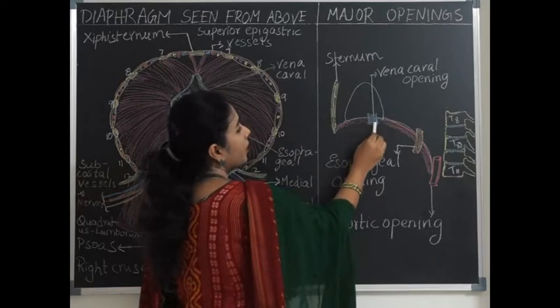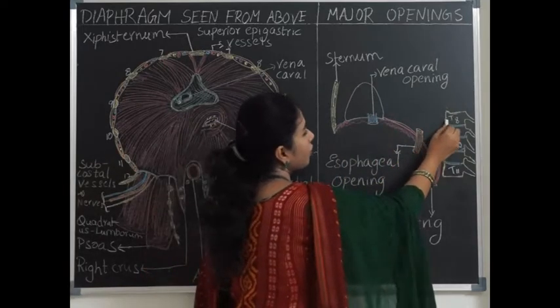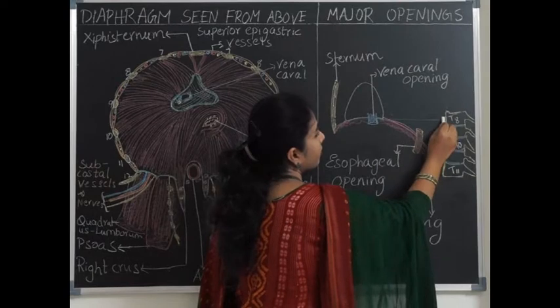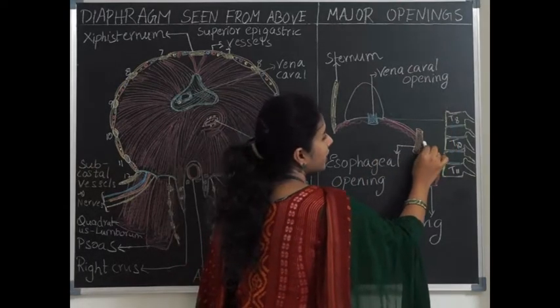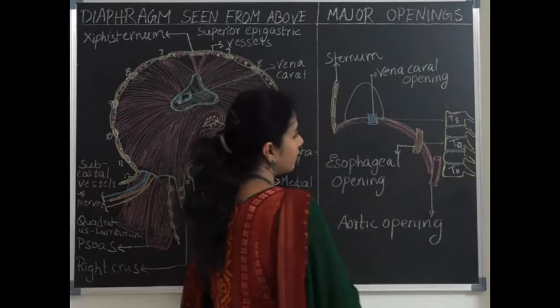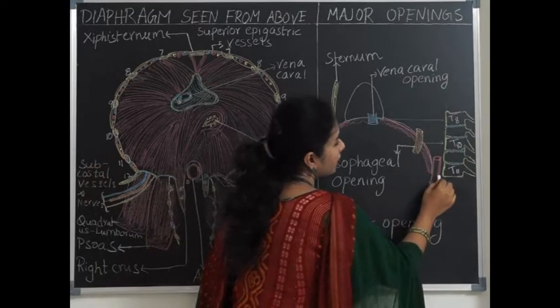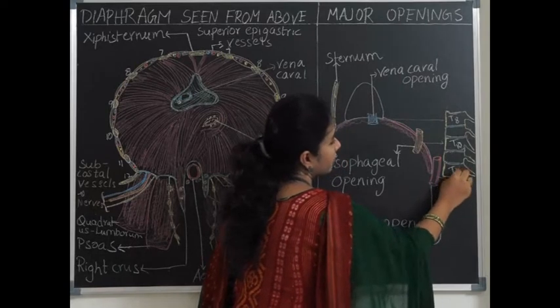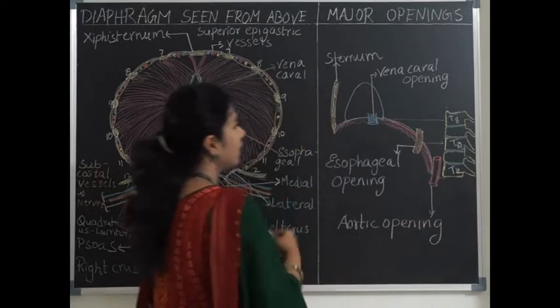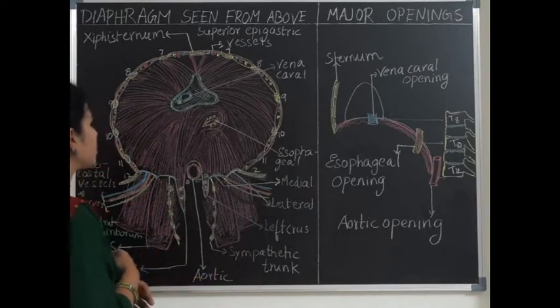The vena cava opening is present at the level of the 8th thoracic vertebra, and the esophageal opening is present at the level of the 10th thoracic vertebra. The aortic opening is present at the level of the 12th thoracic vertebra, T12. Let's see what the structures passing through each opening are.